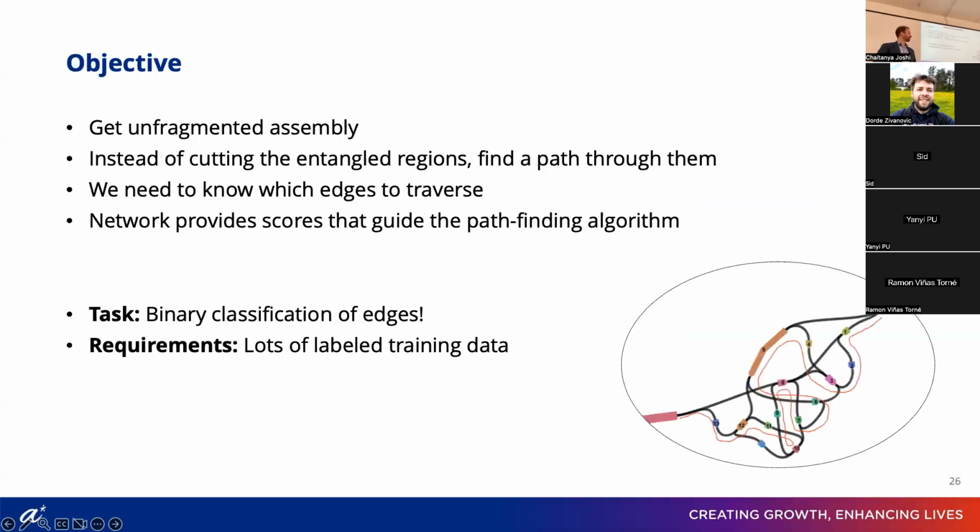The objective is, as I said, an unfragmented assembly. And instead of cutting the regions from the graph, we want to find a path through it. That basically means that we need to know which edges we can traverse and which we should avoid. So that comes down to edge classification. We want to know which edges are good and which are bad. And the whole problem can be stated in the end as edge classification. For this, we use binary cross-entropy loss, and then we need lots of labeled training data.